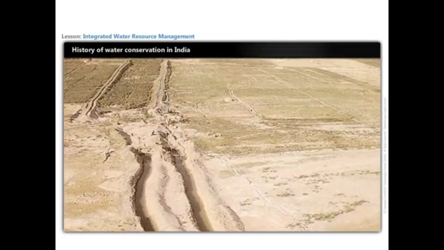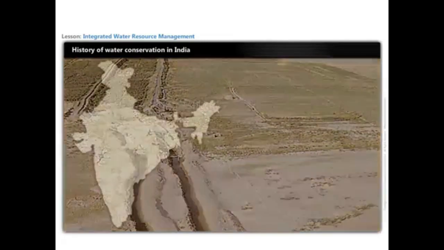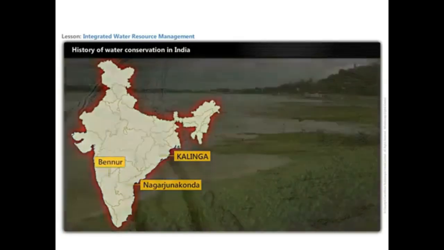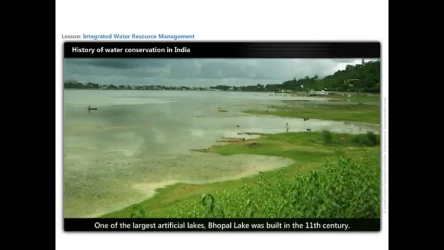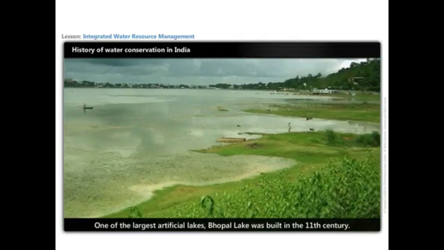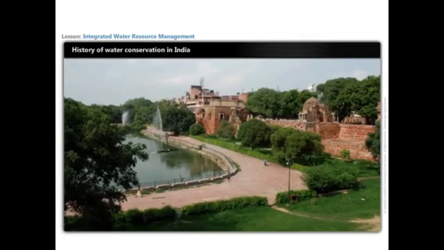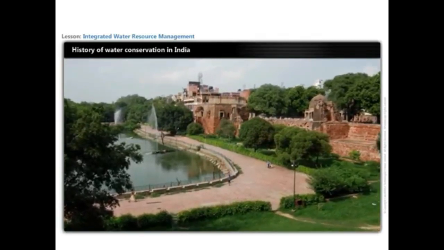Evidence of sophisticated irrigation work has been found in many places like Kalinga in Orissa, Nagarjunakonda in Andhra Pradesh, Bennur in Karnataka, etc. One of the largest artificial lakes, Bhopal Lake, was built in the 11th century. The tank of Hauz Khas, Delhi, was built by Iltutmish for supplying water to the Siri Fort area in the 14th century.